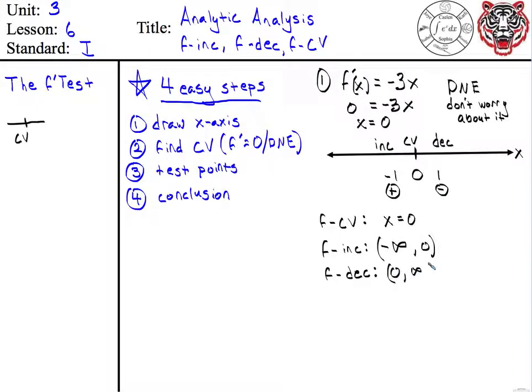0 to infinity. Perfect. Why is this a parenthesis and not a square bracket? Why is it not including 0? Can someone explain that to us? Because the slope's 0 right there. It's not an increasing slope. That's well said. It's 0, and in order for it to be increasing, it needs to be positive. Exactly. And 0 is neither positive nor negative. It's in the neutral ground.